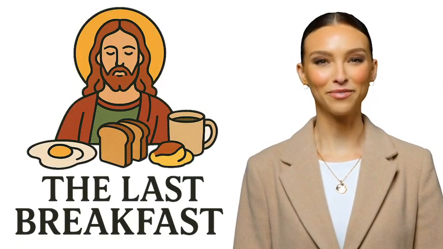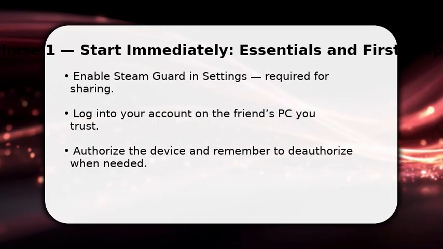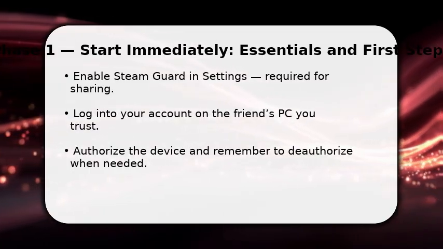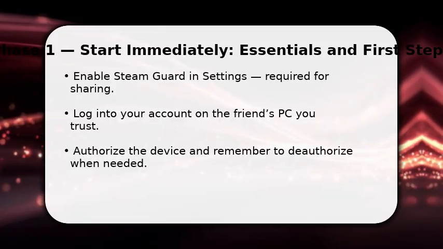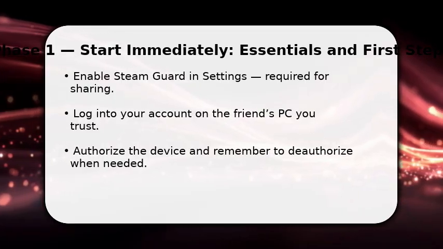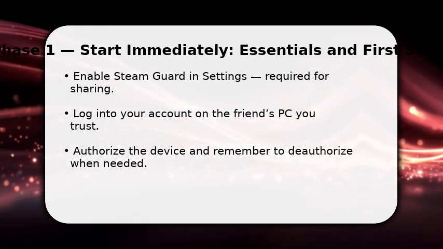Please enjoy the video. You start by enabling SteamGuard for account security because family sharing requires it. Once done, log into your Steam account on the friend's computer. This is the first actionable step. Make sure you trust the machine, otherwise stop and choose a different device.